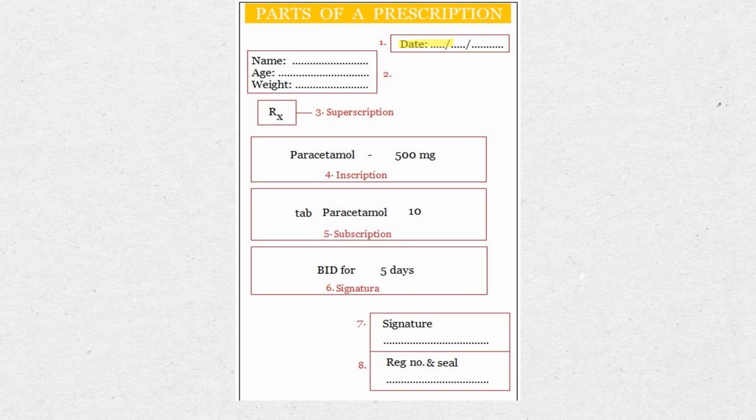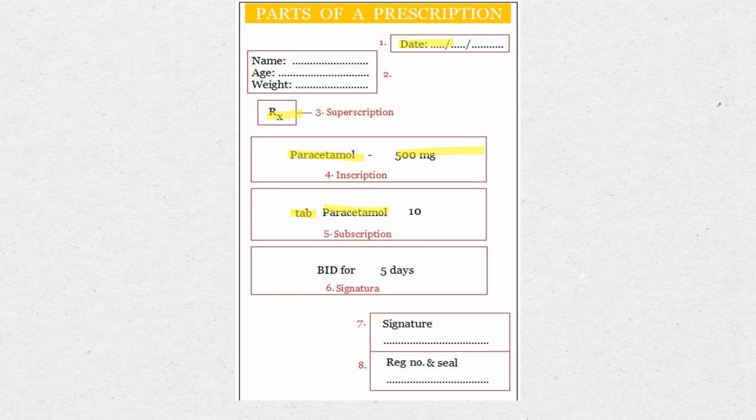That is the date, age, name, weight of the patient. RX is the superscription. Next is the name of the medication. 500 mg is the strength of the medication. Next is the route of administration. Here it is a tablet, so it will be the oral route of administration.